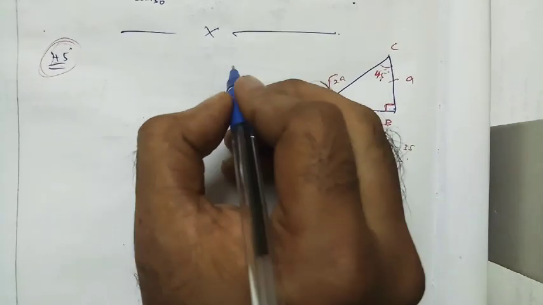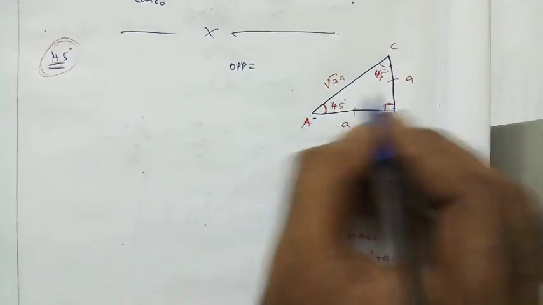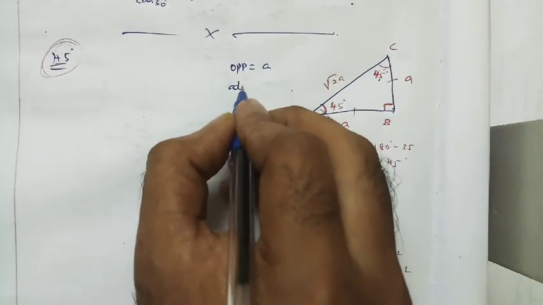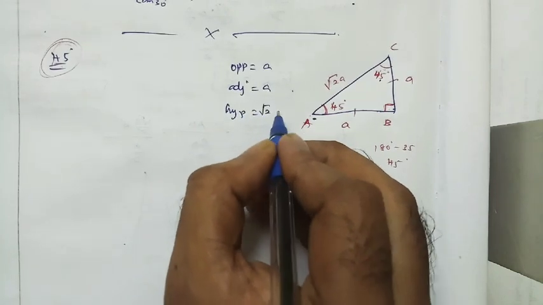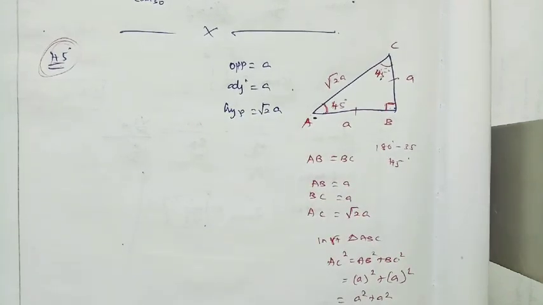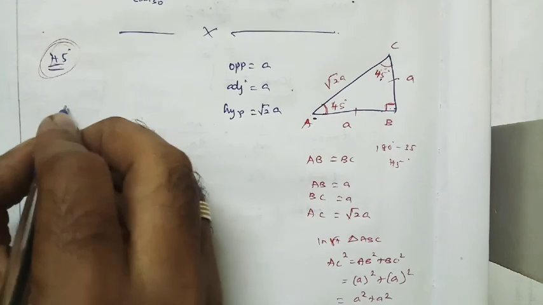So what is the opposite side? The length of the opposite side is nothing but A. The adjacent side is also A. The hypotenuse is nothing but square root of 2A. Now we know all the values, right? Now we can find sin 45 degree.